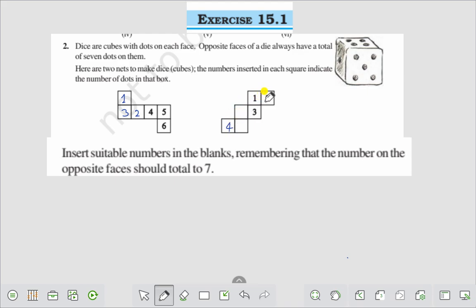Now, if we put this one, this is 2, and this square is opposite to it. Therefore, this will be 5, right? And this is 1. That means this square will be 6. You can make a net like this, and you can find that this is true to make a cube.